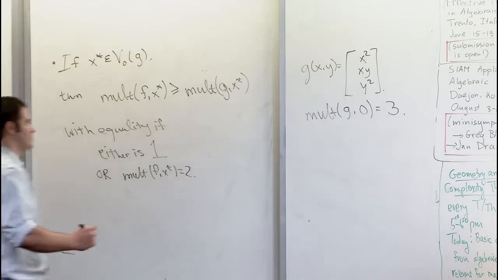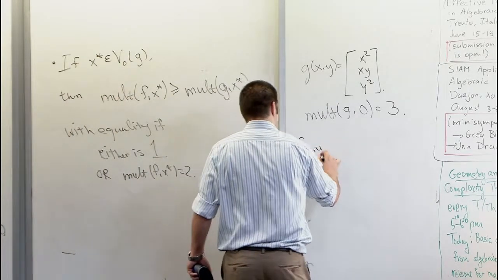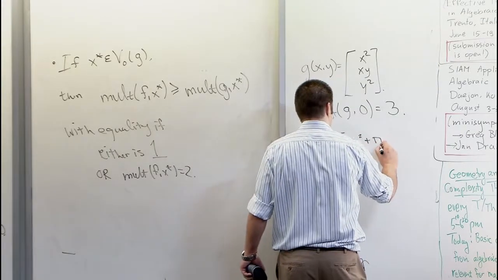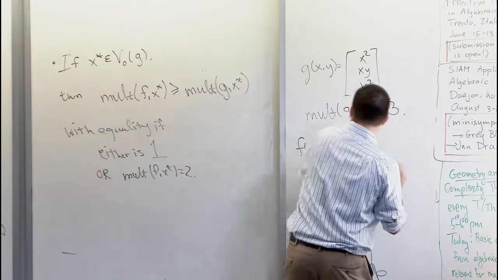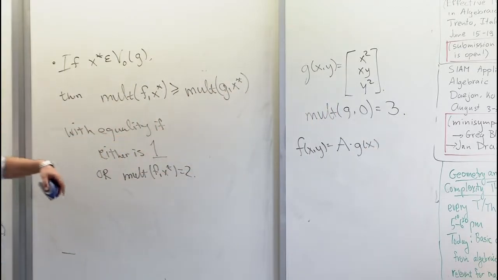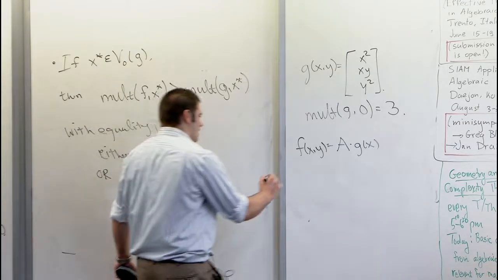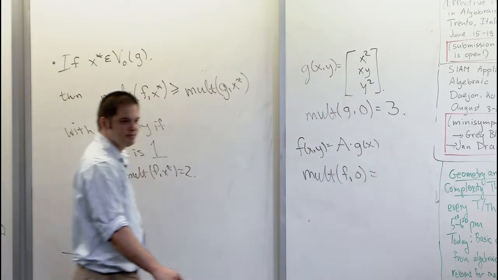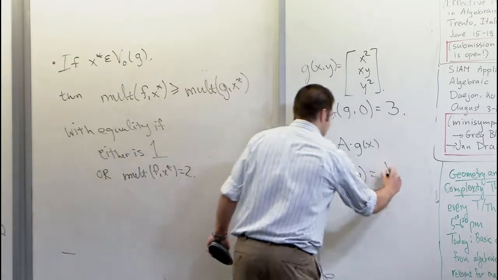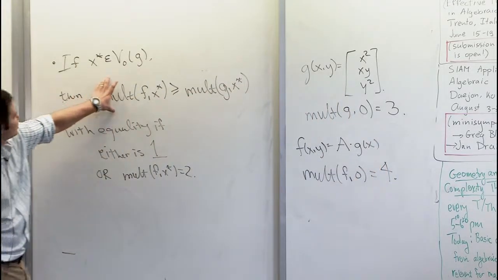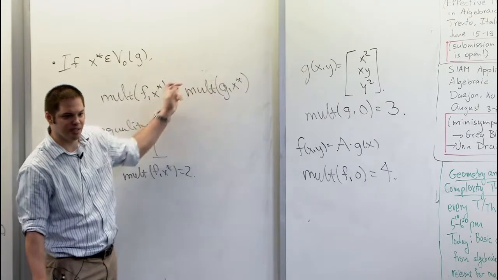Take a random subsystem. Let's just stick with standard notation. And here A lies on my Zariski open dense subset. What is now the multiplicity of f at the origin? 4. So my multiplicity is 4, and that obviously is the upper bound on 3, but not equal.